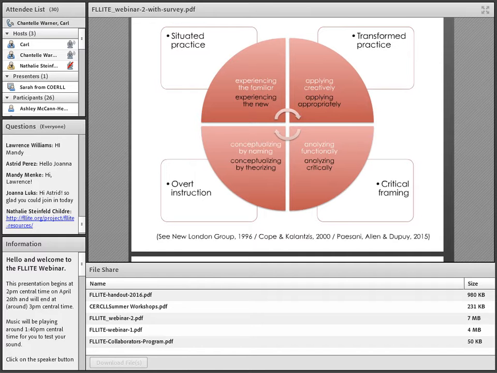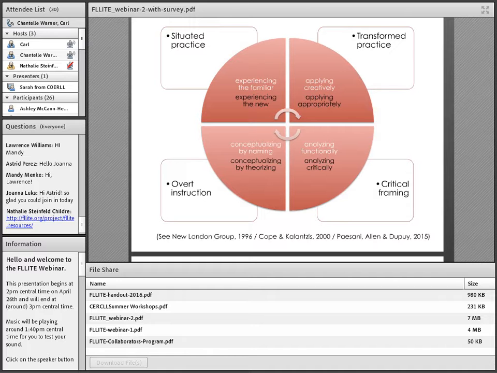In the diagram that's displayed now, you can see two sets of terms that are most often used in this approach. And the outer circle are the original terms from the New London Group, which are also those that are preferred by my colleagues Kate Paisani, Heather Willis-Allen, and Beatrice Dupuy, and which they use in their recent book, A Multiliteracies Framework for Collegiate Foreign Language Teaching, which is a wonderful introduction to this approach and to the pedagogies that are related to it.